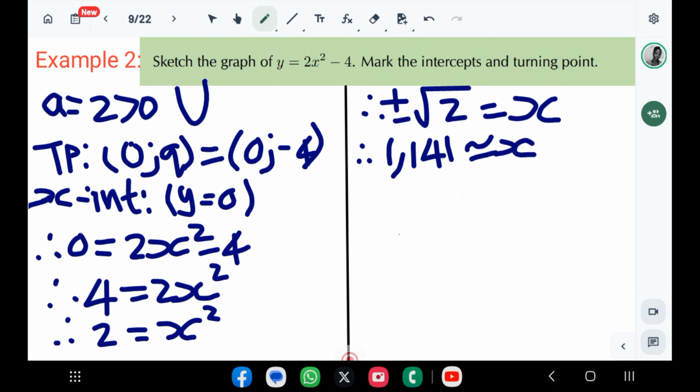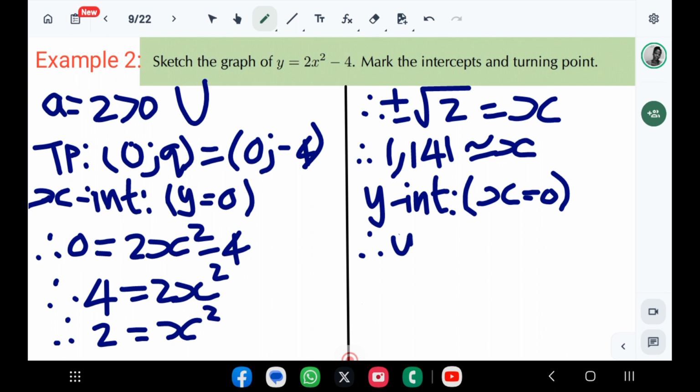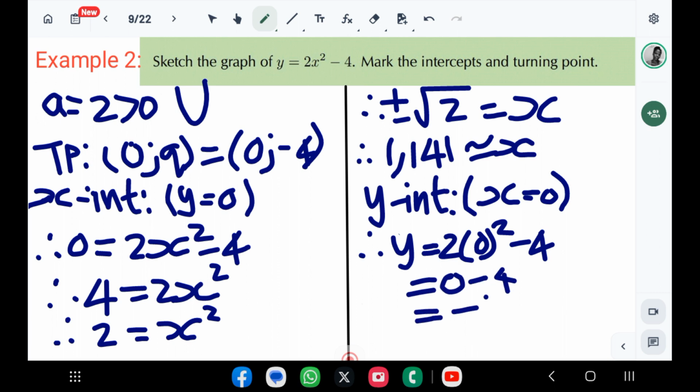That's approximately what the x-intercept is. Now the y-intercept, you make x 0. Therefore, y equals 2 in brackets 0 all squared minus 4. Therefore, that equals 0 minus 4, which equals negative 4. So your y-intercept is the point 0, negative 4.